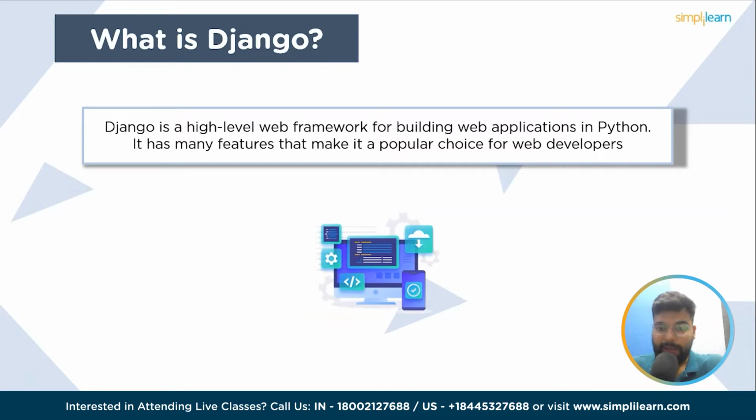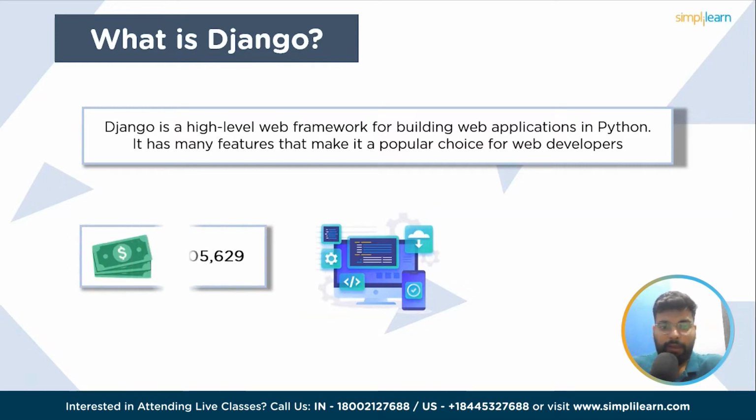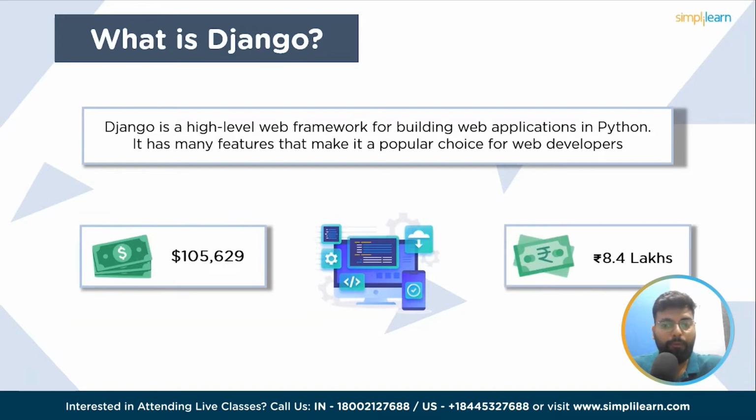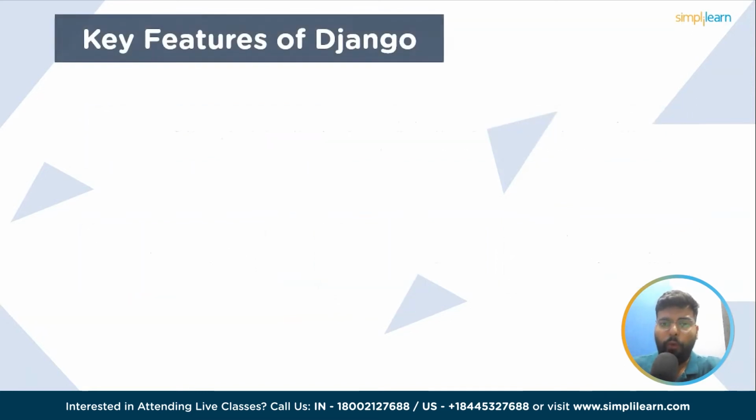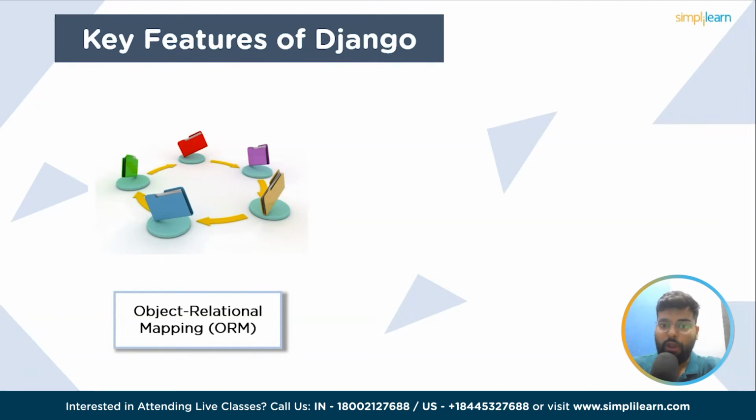If I talk about the average salary for a Django developer, in the US it's $105,000 and in India it's rupees 8.4 lakhs per annum. And now if we talk about the features of Django, there are several reasons why someone might choose Django over other web frameworks. And these features include, the first is Object Relational Mapping, that is ORM.